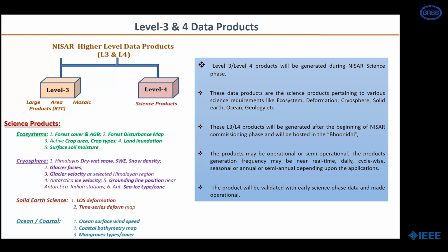As I said, we have ecosystems. For example, we have forest cover and forest disturbance map, crop area, crop types, land degradation like that. In cryosphere, we have glacial lakes and Antarctic ice velocity. In solid earth, we have line of sight deformation and also time series deformation maps. And coastal, we have ocean surface wind, coastal bathymetry and mangrove types cover. These are on a daily basis, seasonal basis, six months or one year basis, depending on the information product we generate, and we will host them in the Bhoonidhi for dissemination.